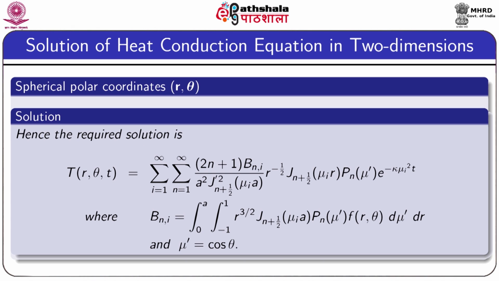Hence, the required solution is capital T equals sum over i, sum over n, (2n plus 1) by a square, b n i by J dash square mu i a, into r to the power minus half, J n plus half mu i r, P n mu dash, e to the power minus kappa mu i square t. So here we have just substituted the values of a n i and we have defined the variable b n i in this way. The expression for b n i is written here and in this expression mu dash is cos theta. So this is our final or the required solution for the given problem.